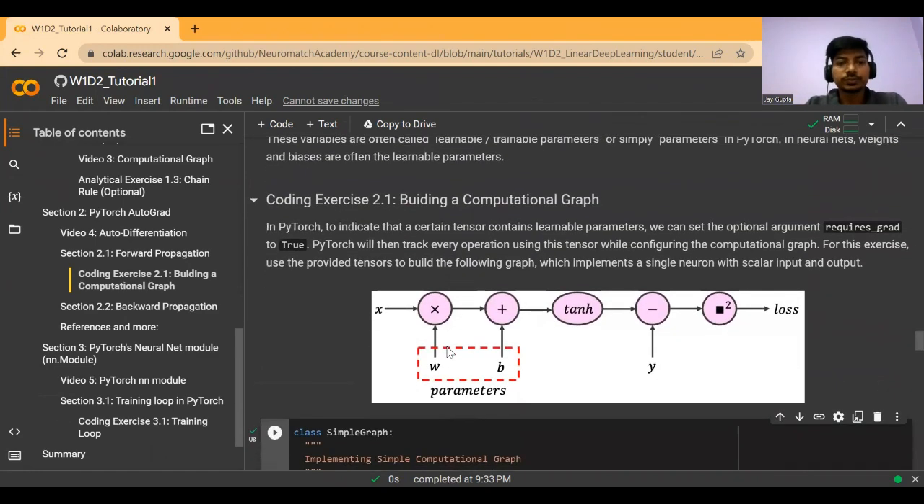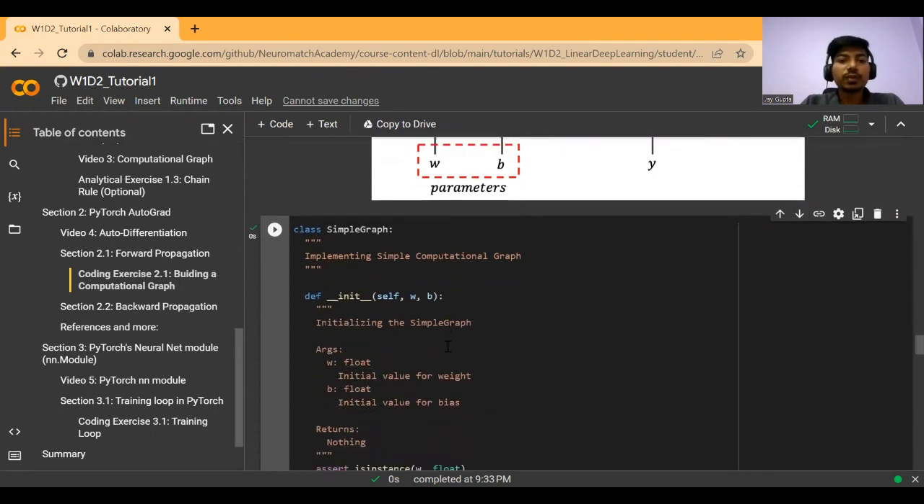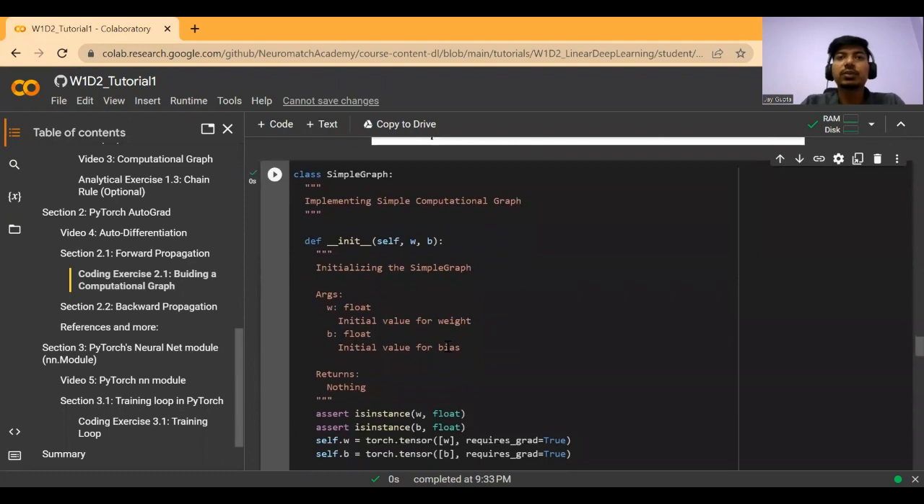So now we'll go through a simple building of a computational graph, which is a single neural network propagation with the activation function, and we'll be calculating the loss for that. You can see that this code defines a simple computational graph using the class SimpleGraph. This class takes two arguments, W and V, which are the initial values for the weight and bias.